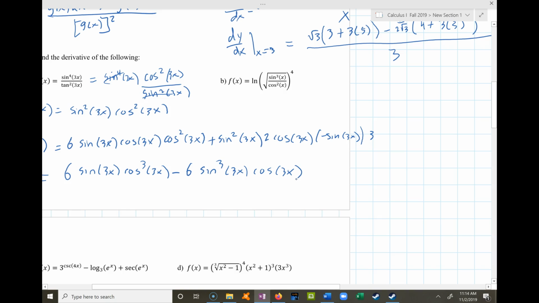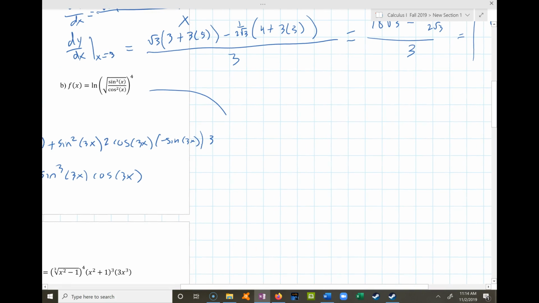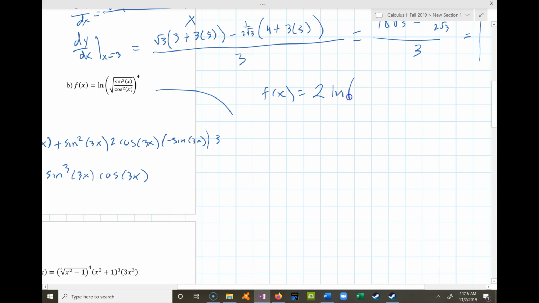It's not too bad. But this one I'm going to make a little room over here to the side. So let's start out by rewriting it, that would be f of x is equal to, I would change this 4th square root raised to the 4th power is really just the 2nd power. So that would just be 2 ln of sine cubed x over cosine squared x.